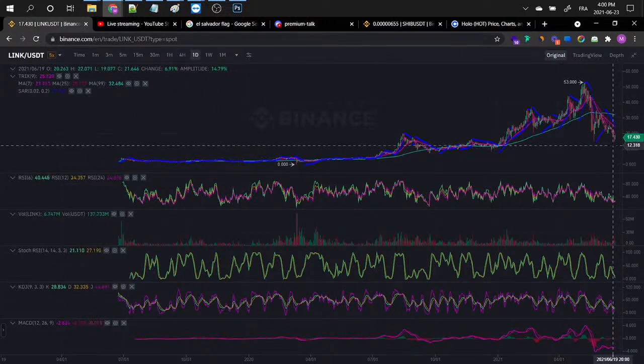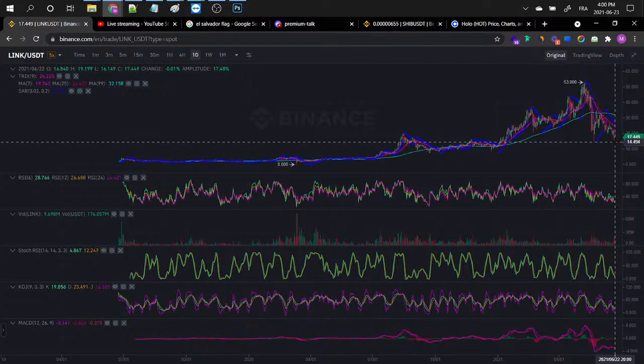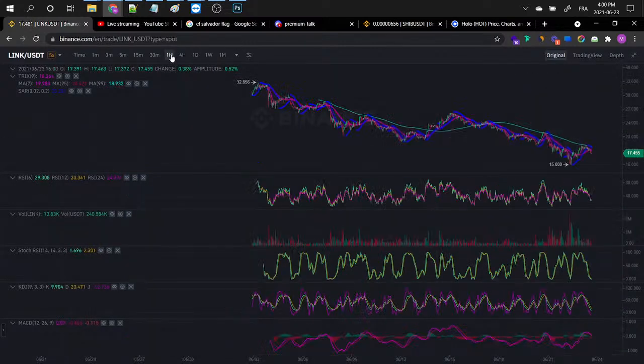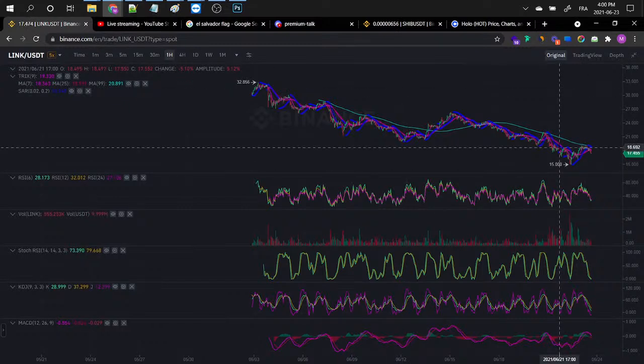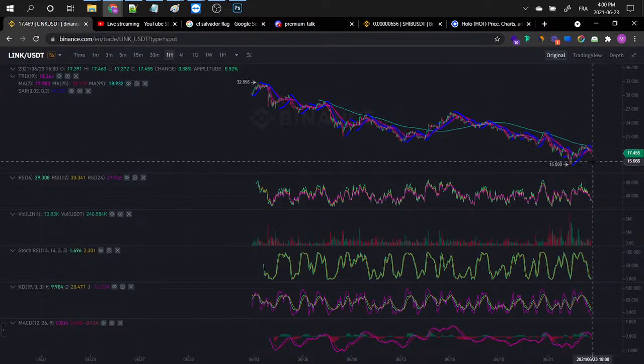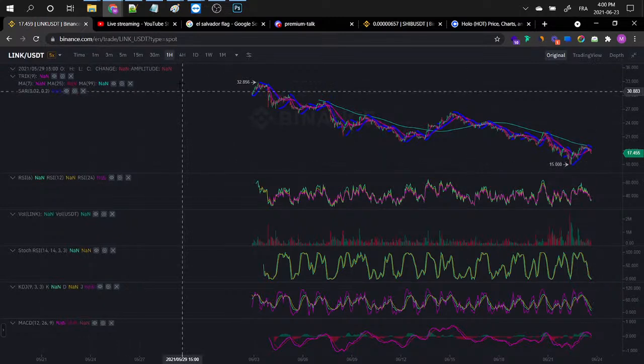It's currently being tested for its support level at 14 bucks. It has jumped from 14 all the way to the 17 mark, so it has already gained quite a little bit of a percentage. So this is jumping. It's probably gonna rebound again on 15. So before getting in on the link, I would definitely wait until it gets again approximately to the $15 mark, because when it does, it will probably do the same thing.